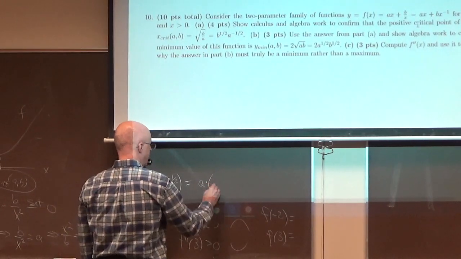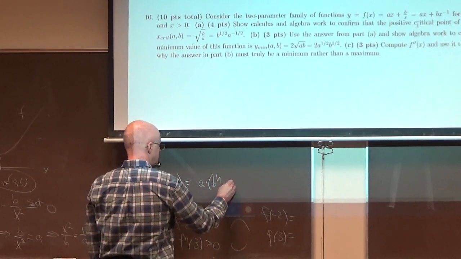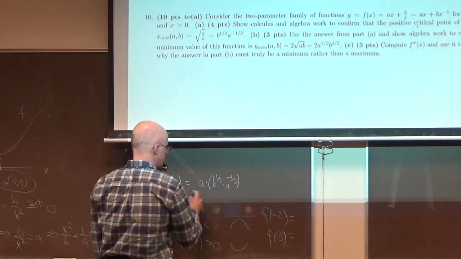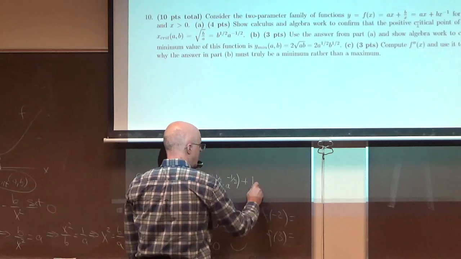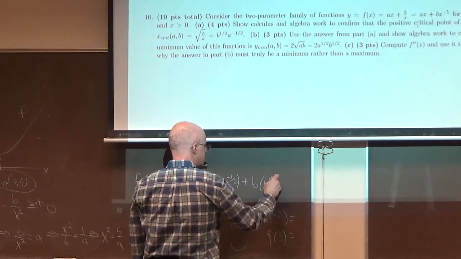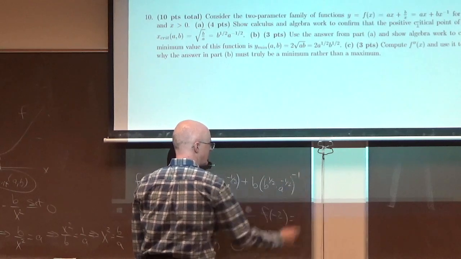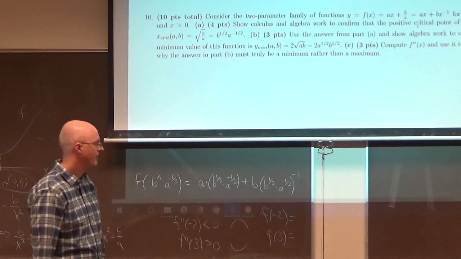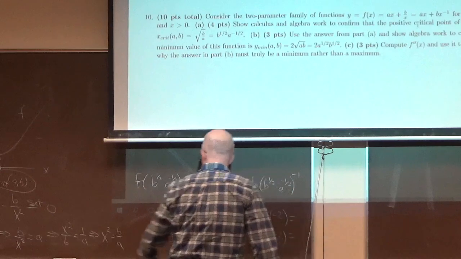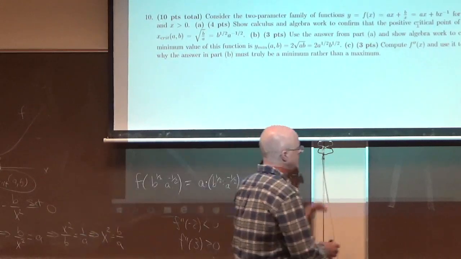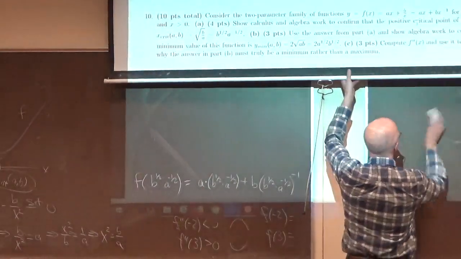Plug it into the original function in place of x. So here's the initial calculation. There's a times x plus b times x to the -1. So this would be the proper kind of work to show right there for the -1 power. And then simplify. Use properties of exponents.